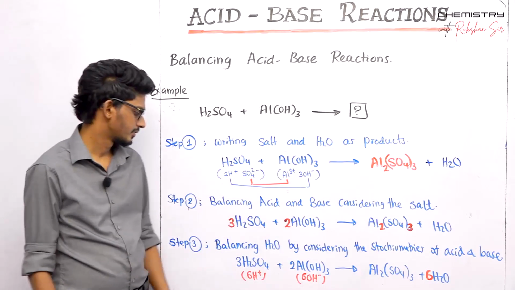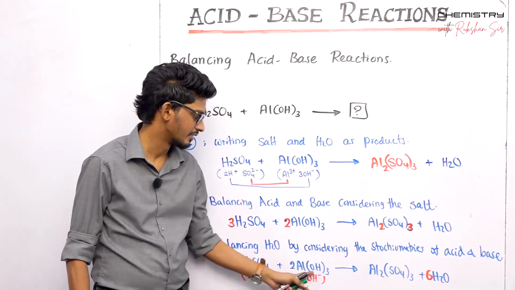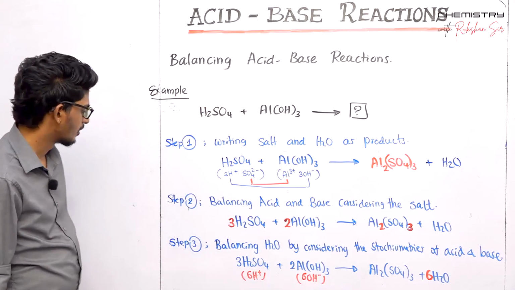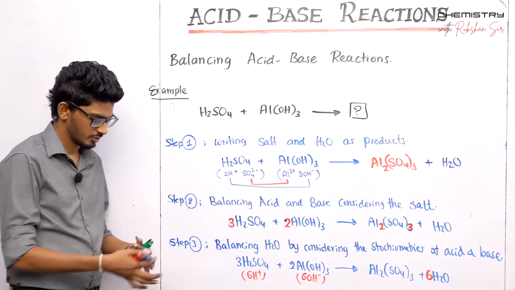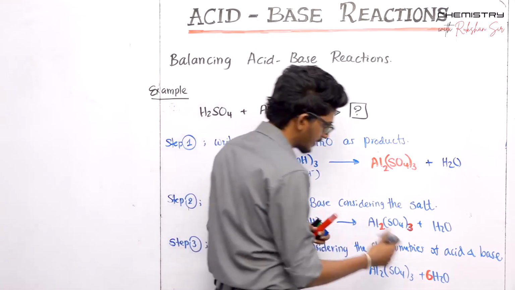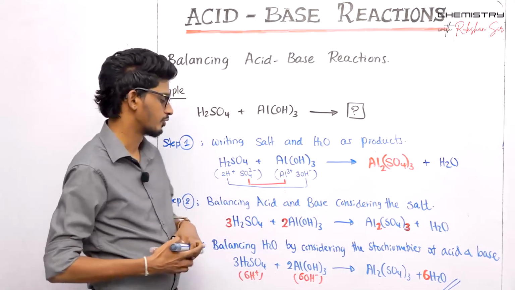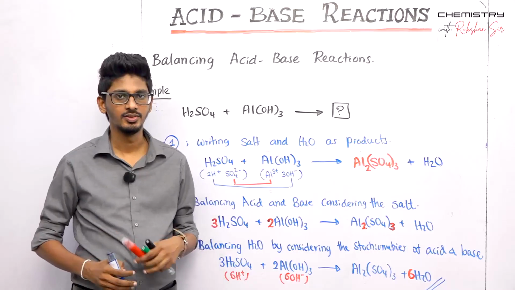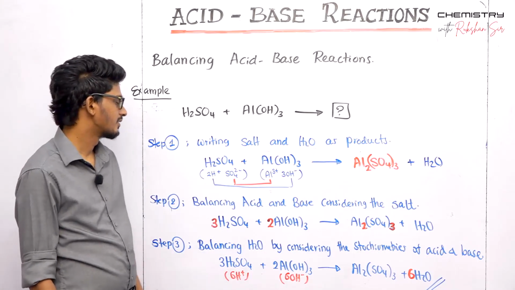So balance H2O by considering the H pluses and the OH minus released by the acid and base. That is a simple idea. Okay, so that is how we are supposed to balance an acid-base reaction. So this is the balanced acid-base reaction for the reaction between H2SO4 and aluminum hydroxide. Clear now?